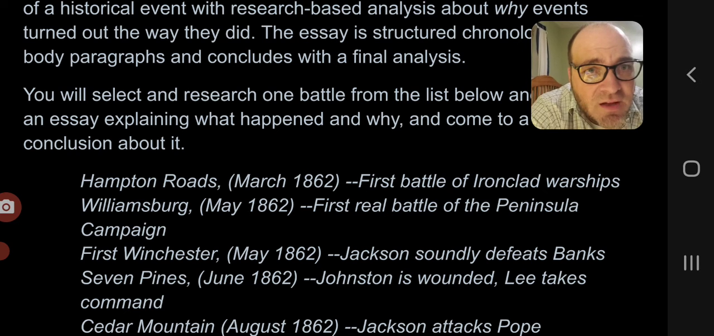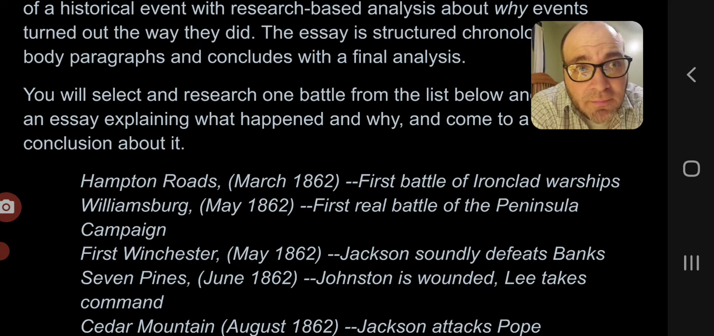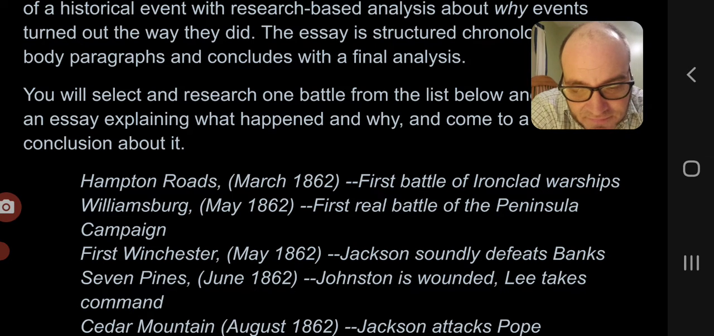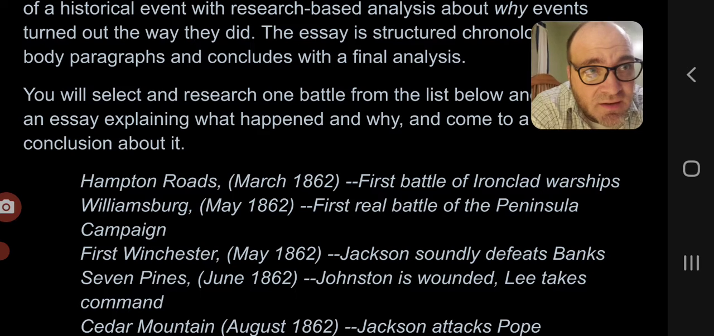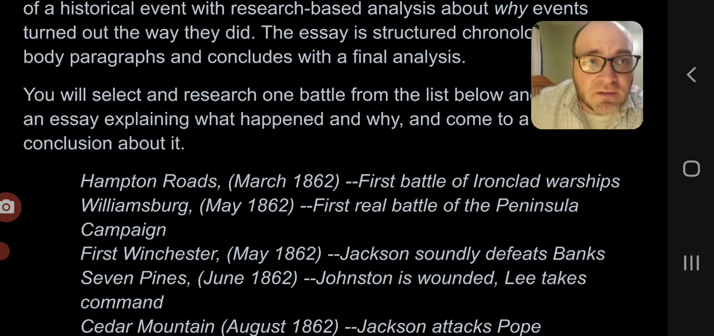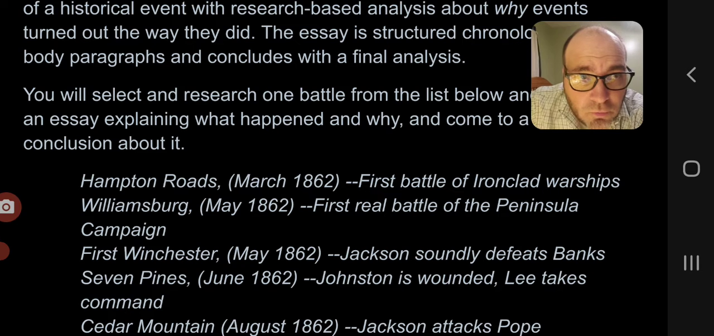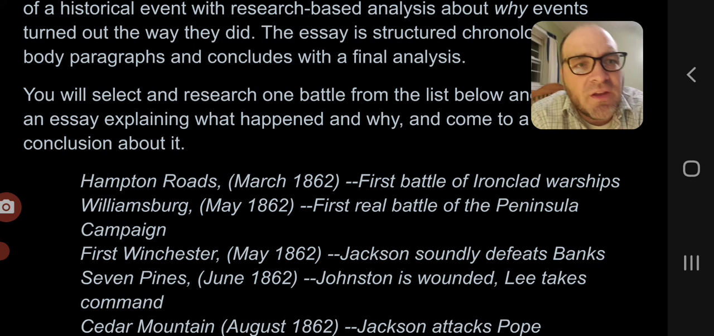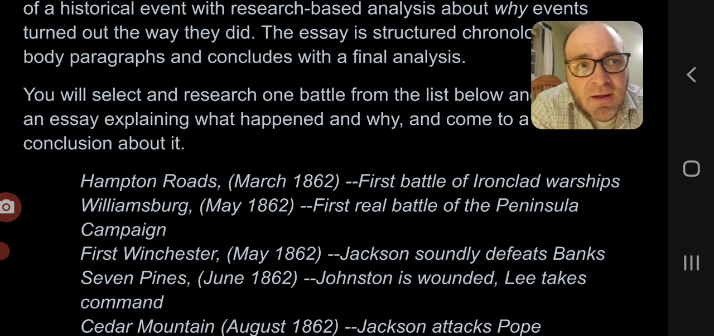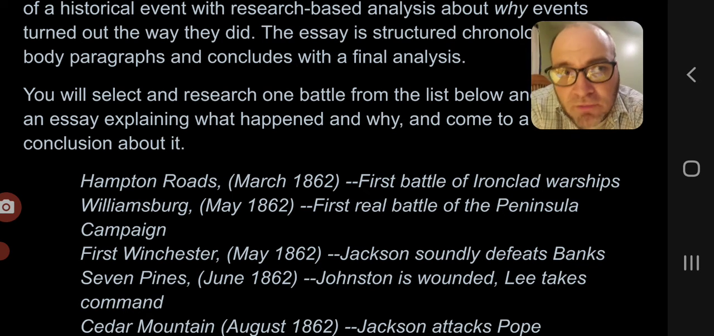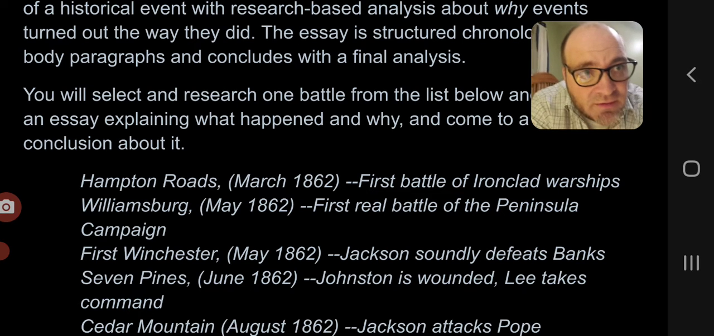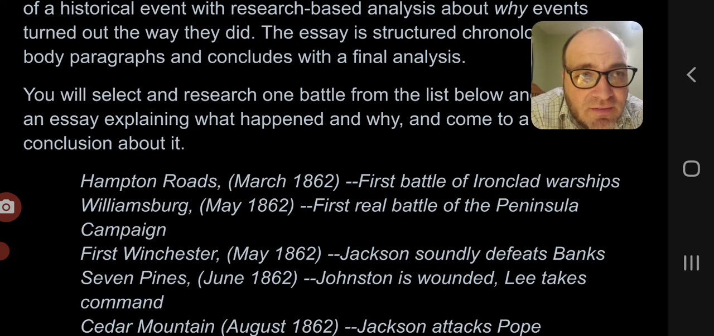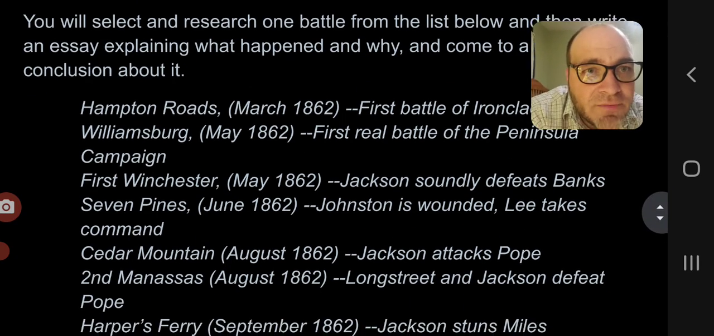First one, and I put them chronologically, is the Battle of Hampton Roads. That's the Monitor versus the Merrimack, the first battle of ironclad warships. Your so what element on this might be that this foreshadows the changes in naval tactics and equipment for the next 2 world wars. I mean, that's kind of a big deal. Then we have the Battle of Williamsburg, which is the first real battle of the Peninsula Campaign. It's the first time that 2 well-trained armies fought each other in the Civil War. And I think that's interesting, and worth noting, and maybe that's your so what element there. What comes out of that?